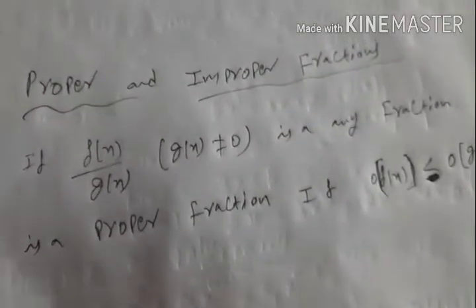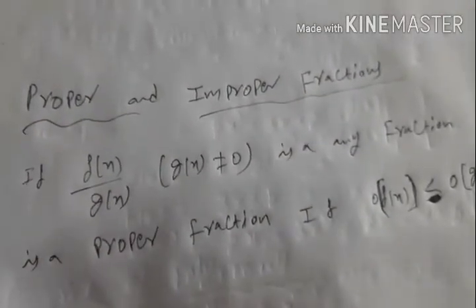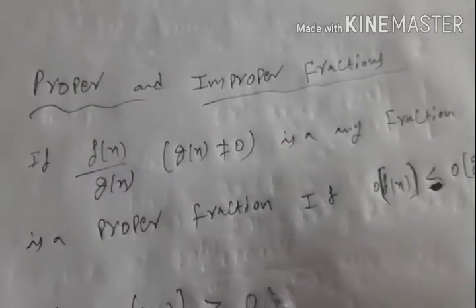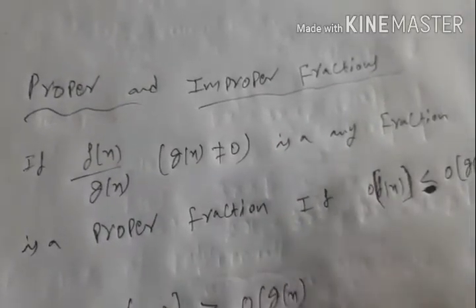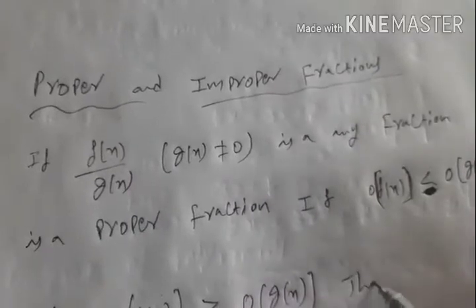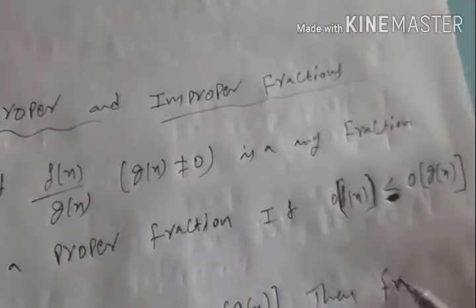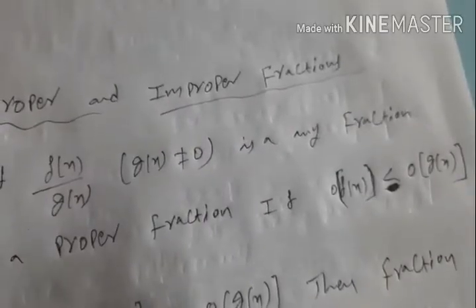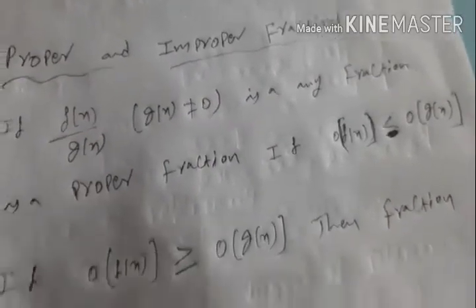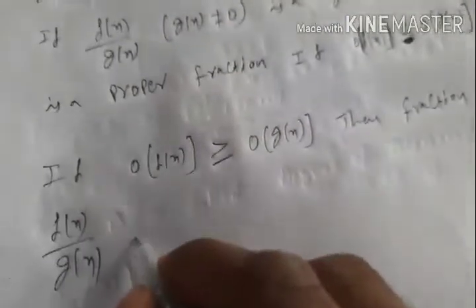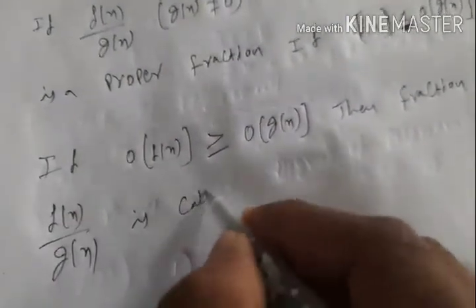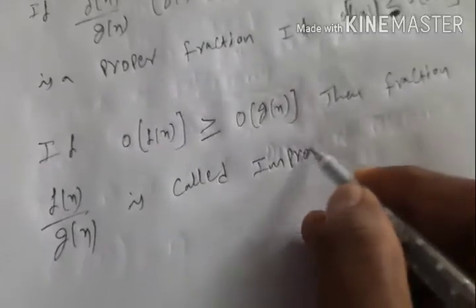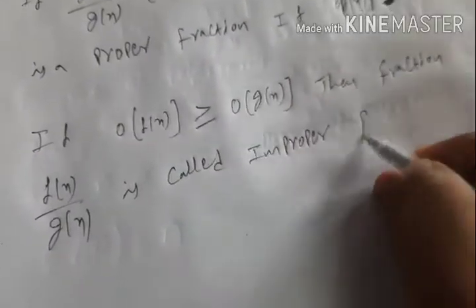If order of f of x is greater than or equal to order of g of x, then the fraction f of x by g of x is called an improper fraction.